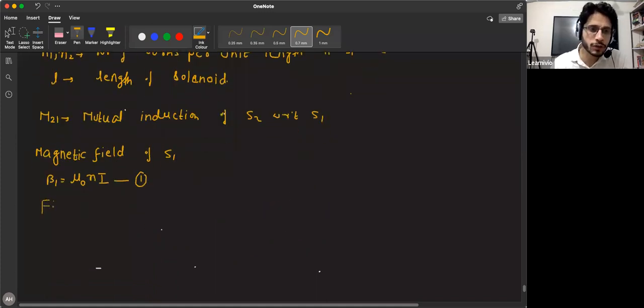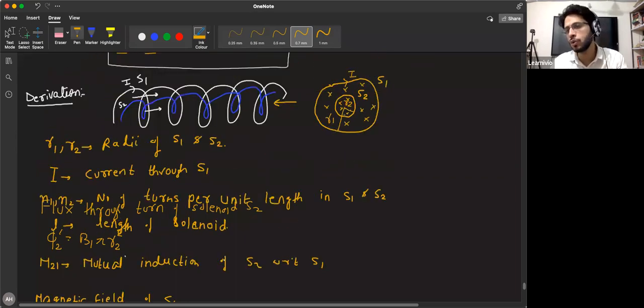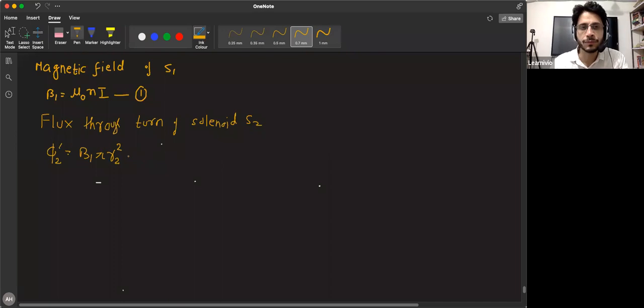So I will first calculate the flux through each turn of solenoid S2. Let's call this phi 2 prime. This is the flux linked with each turn of solenoid S2. How will you calculate that flux? Flux is magnetic field multiplied by area, so B1 into pi r2 square, because the flux is passing through solenoid 2. In this whole area of solenoid 2, you have some magnetic field. That is equation 2. Now substitute 1 in 2. You get phi 2 prime is B1, which is mu naught n1 I, into pi r2 square. That is equation number 3.